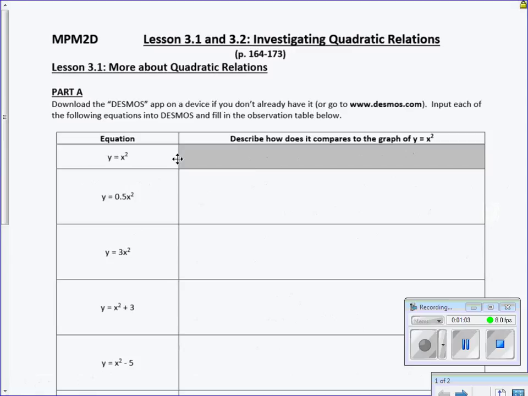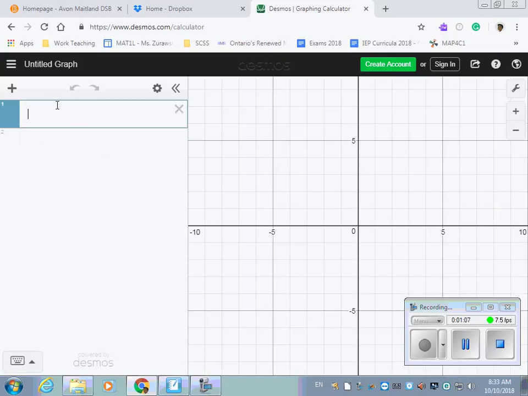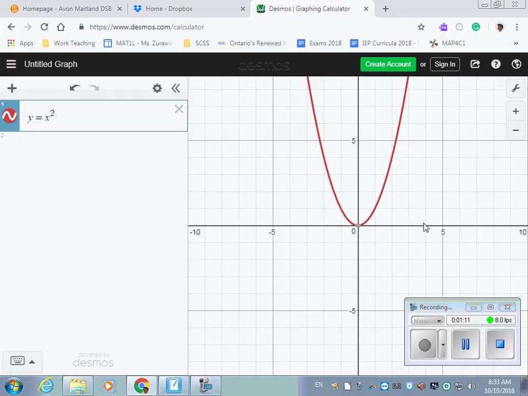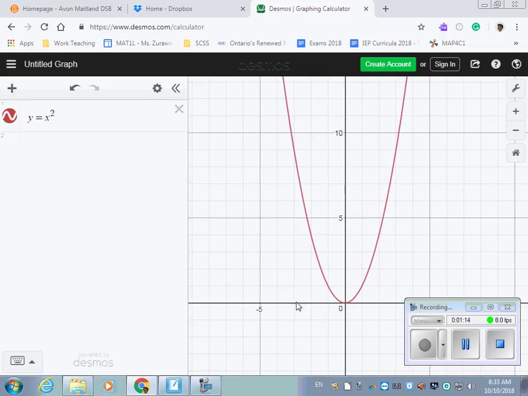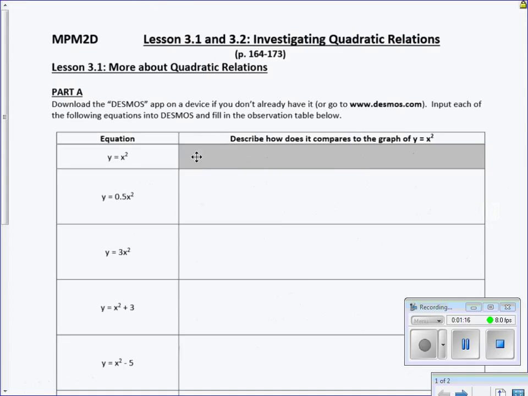Now, what we're going to do is take a look at the graph y equals x squared. When we take a look at the graph y equals x squared, this is what we get. We get a graph that literally looks like a U, and that's our base graph.